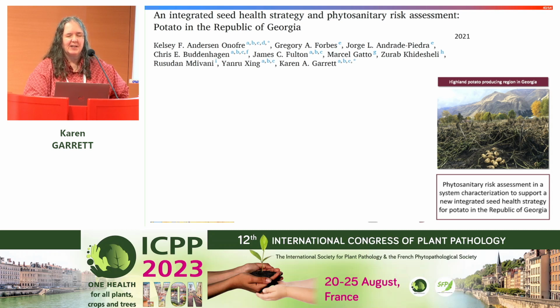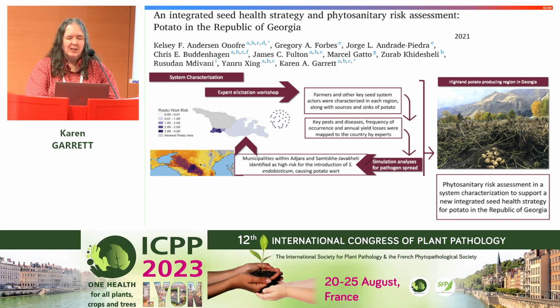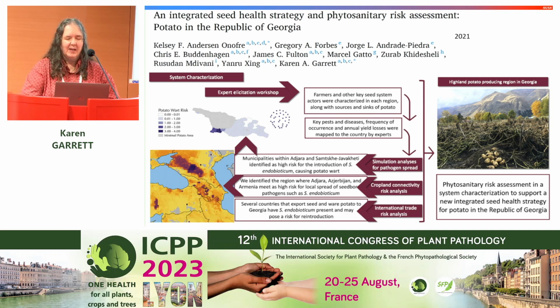So here's an example of an application of some of these types of tools in the Republic of Georgia by Kelsey Anderson Onofre and this team. Here we were looking at characterizing the potato seed system in Georgia. One of the threats there is Synchytrium endobioticum, including different subpopulations of Synchytrium endobioticum. So we started looking at the results of an expert elicitation workshop and incorporating those in modeling. We could look at simulated potential pathogen spread to understand the importance of different locations based on the information from experts, cropland connectivity to give a bigger, rapid assessment of the area, and also international trade risk analysis for that system.